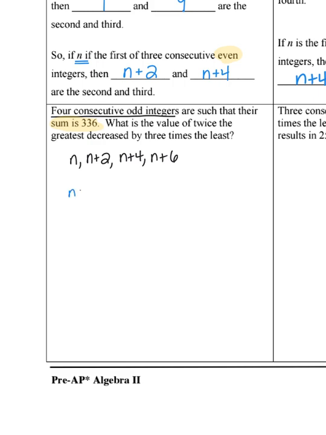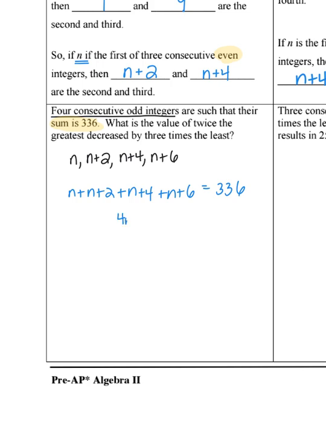If I add all of these up, n plus 2 plus n plus 4 plus n plus 6, the sum is 336. So when you're solving word problems, you want to first identify your variables and then determine what equation I can set up to solve for what those variables would be. So now I have an algebraic expression here. I'm going to combine my like terms.